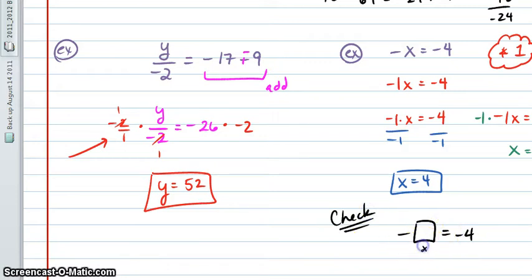I want to know if negative x is equal to negative 4. Well, if I put a 4 in there, do I get negative 4? In fact, I do. So it works.